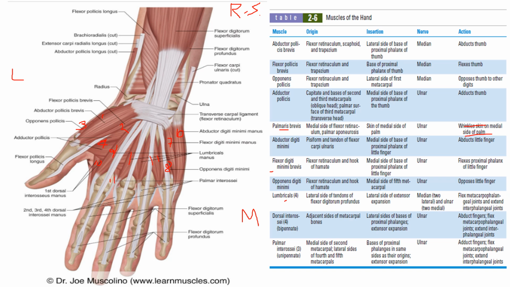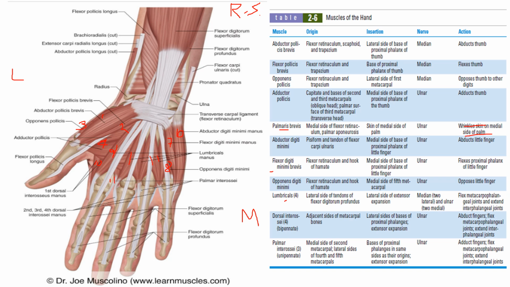Finally, the palmar interossei muscles over here, these are actually small muscles. One, two, three. Kindly follow my cursor. These are three small muscles. So the lumbricals are four, the dorsal interossei are four, but the palmar interossei are only three. So you can think of three palm trees.